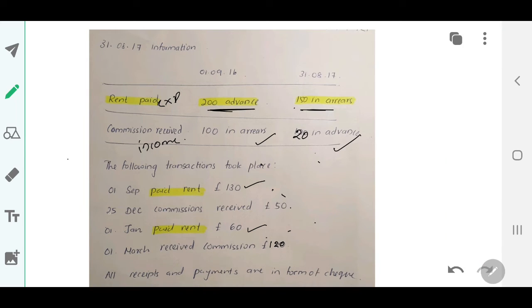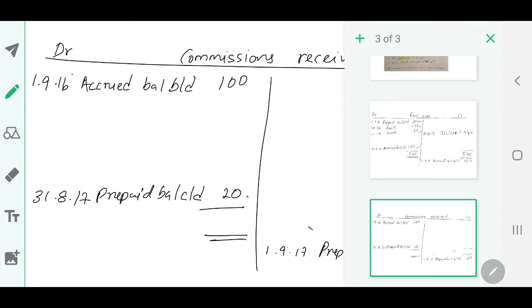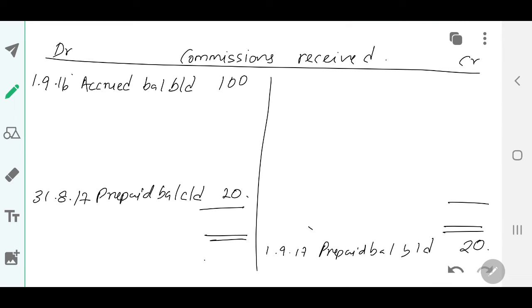You had received payments on 25th worth 50 and on March 1st worth 120. So here you receive, so cash or bank you debit it. Therefore in the commission received account you credit it. One payment that you received is on 25th of December 16, and then another one is on 1st of March 17. Both the payments that you had received are in the form of check, 50 and then 120.